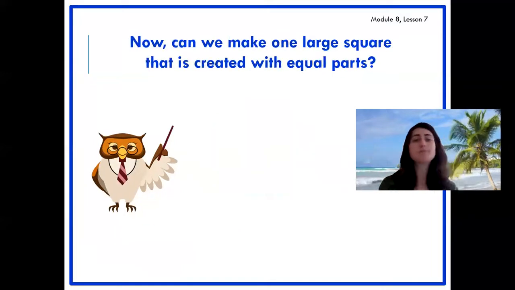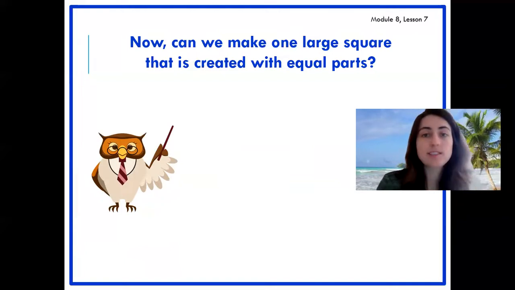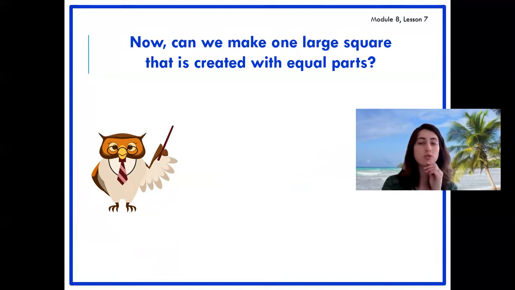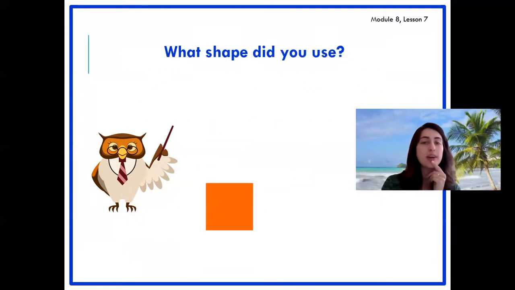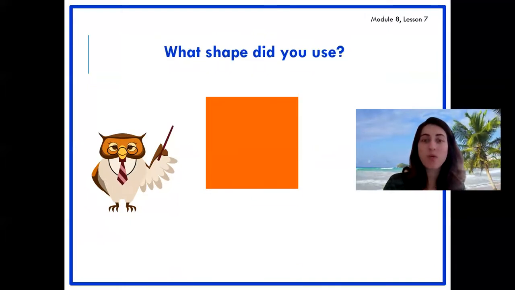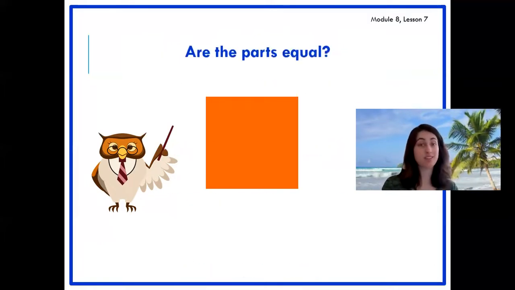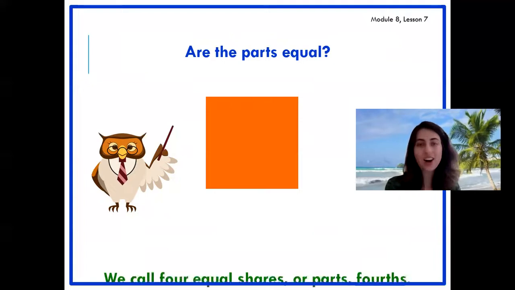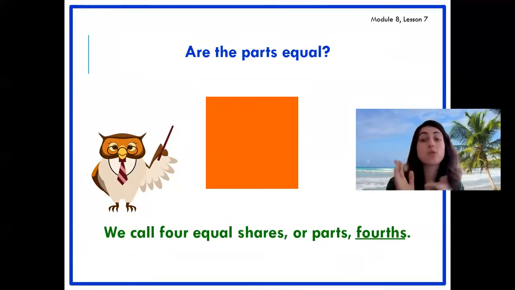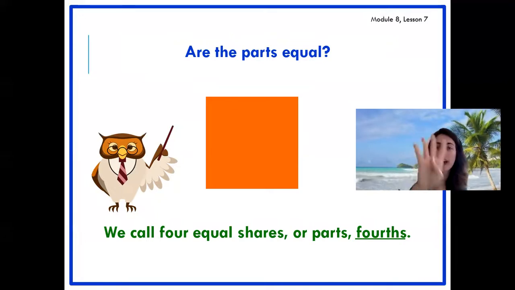3 thirds. Now, can we make one large square that is created with equal parts? One large square. What shape can we use? What shape did we use to create one large square? We used 4 other smaller squares. Are all of the parts equal that we put on? Are they all the same shape and the same size? Yes, they are. So we can call 4 equal shares or parts fourths. Say fourths.